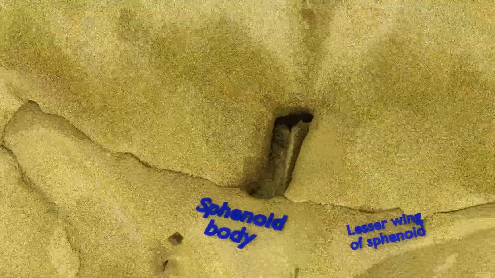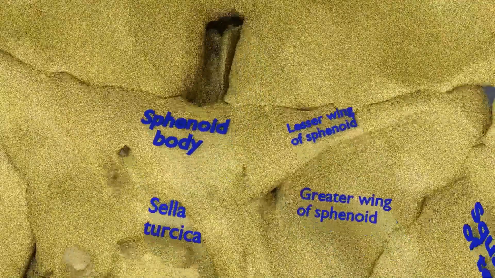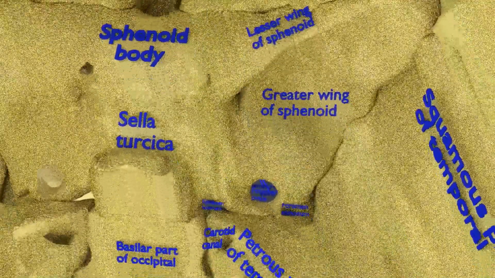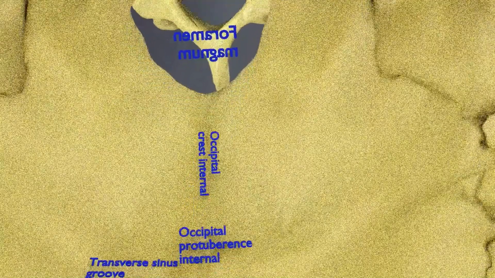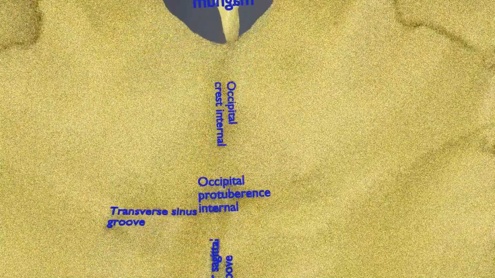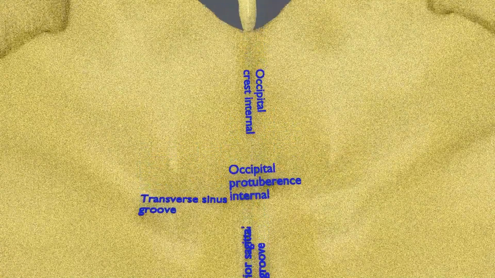Now we will have a look at the base of the skull. Let's focus on the posterior cranial fossa where you can see the internal occipital protuberance, which gives attachment for the tentorium cerebelli and is grooved on each side by the transverse sinuses and superior sagittal sinus. Near it we have the internal occipital crest which gives attachment to the falx cerebelli.